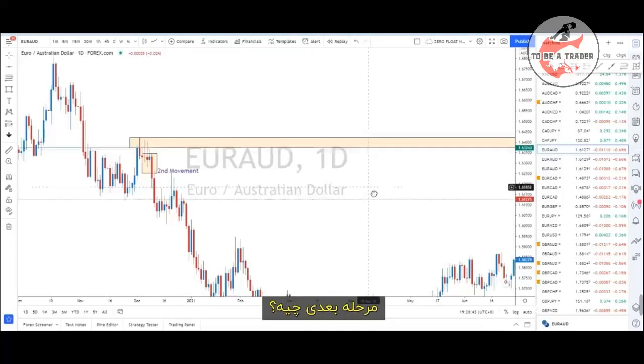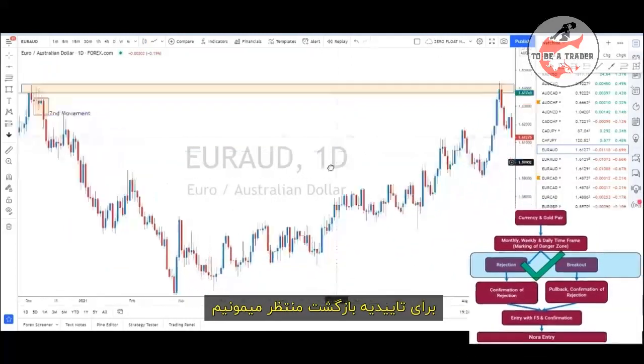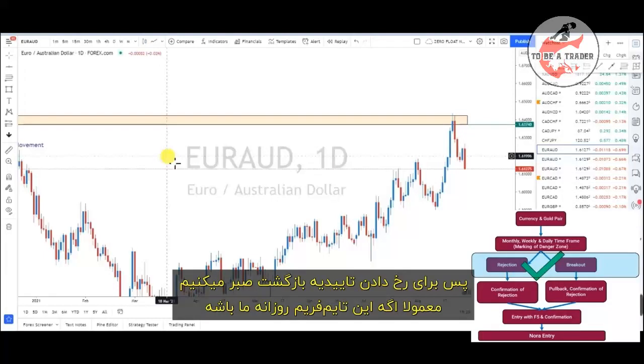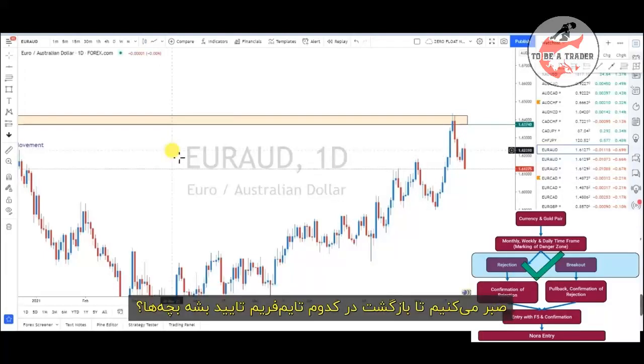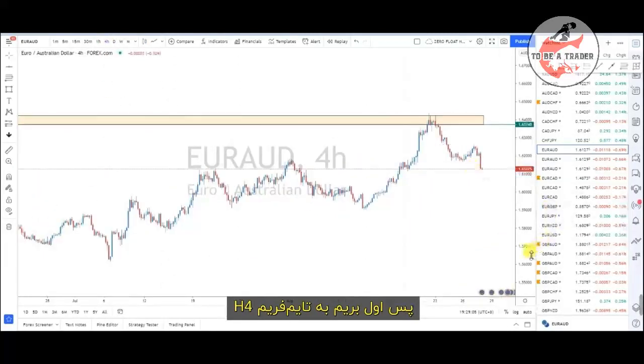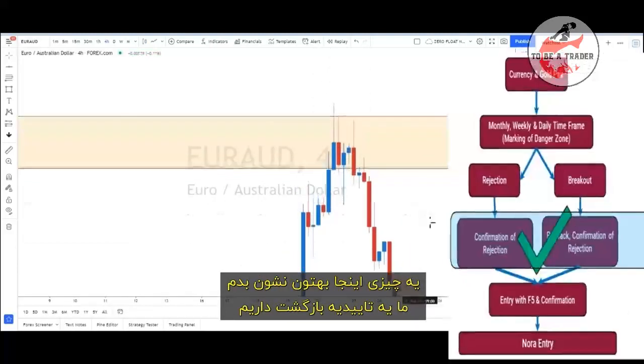Next, what should we do? We wait for confirmation of rejection. Normally if this is a daily time frame, we will wait for the confirmation of rejection at which time frame, guys? Yes, the H4 time frame or the H1 time frame. So let's go to the H4 time frame first.